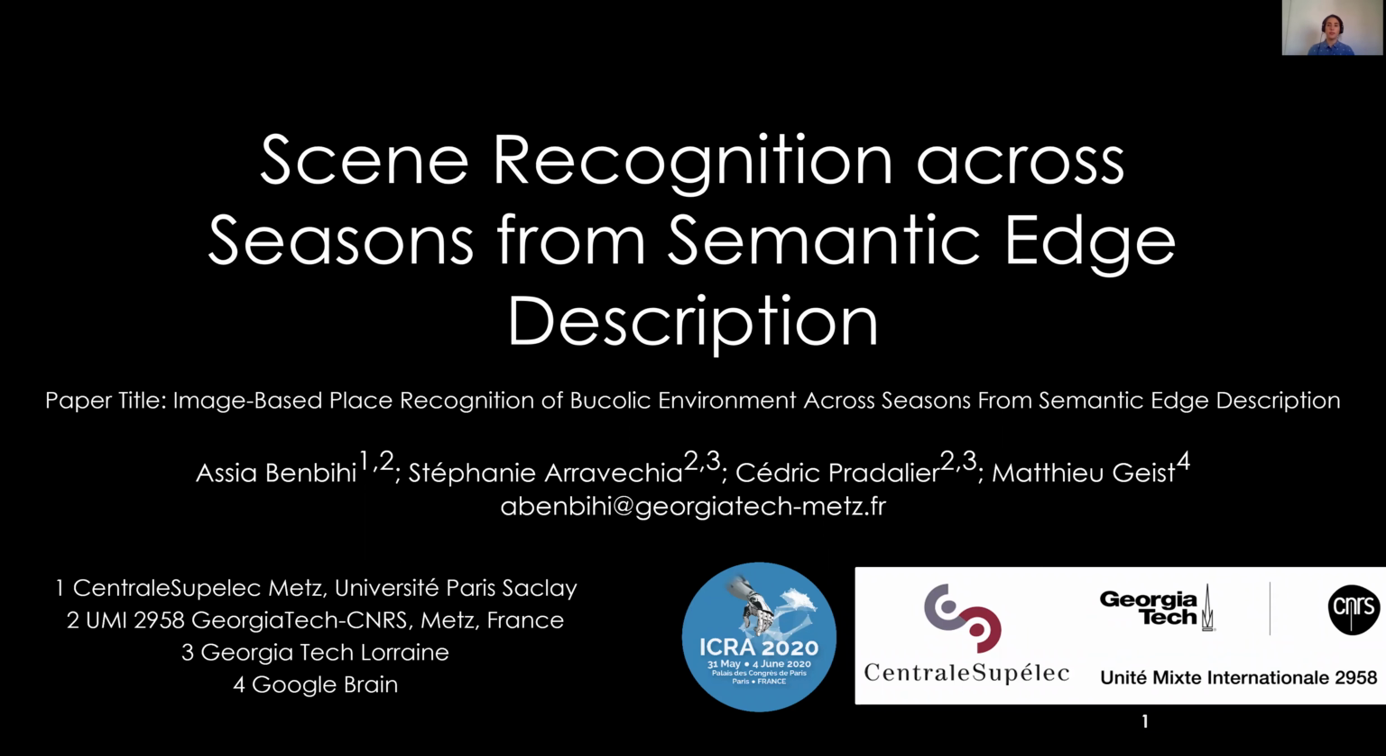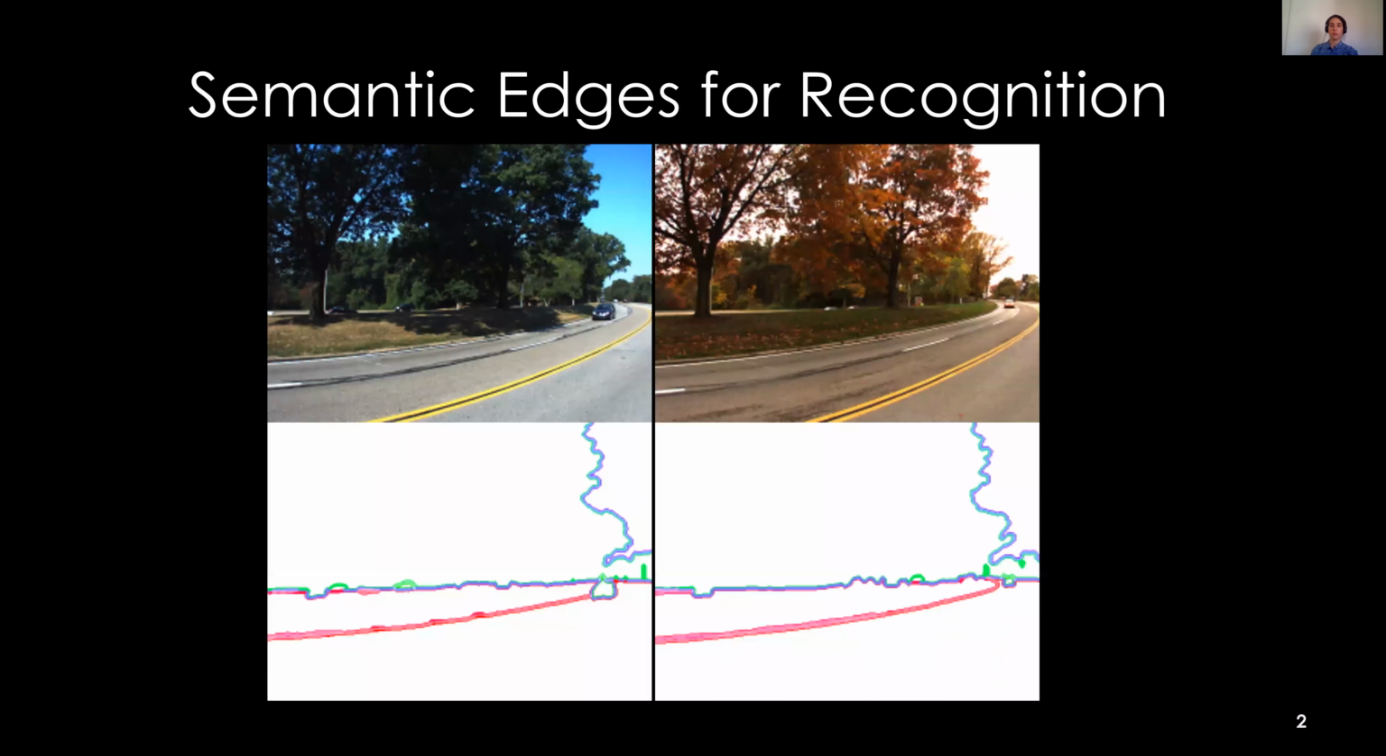Hello everyone. In this video, I will introduce a new image descriptor for scene recognition tailored toward natural environments. In robotics, this task is used for most large-scale SLAM systems for the loop closure step. It is also useful for long-term monitoring systems operating outdoor.